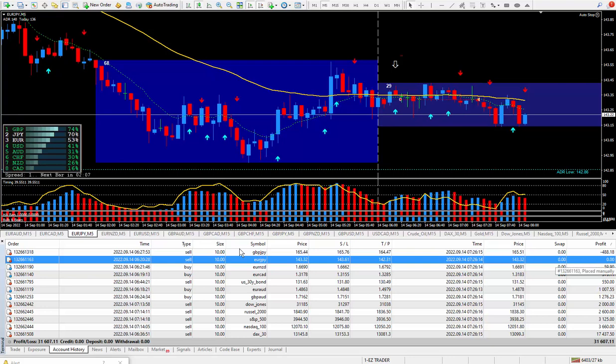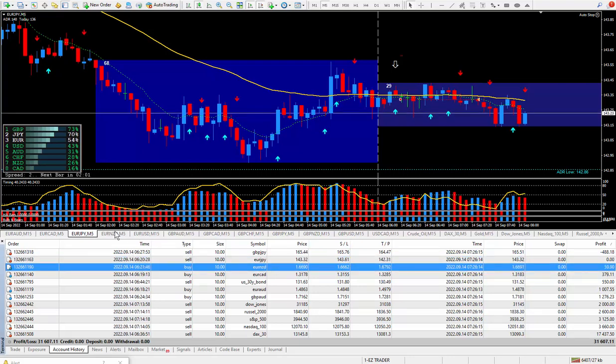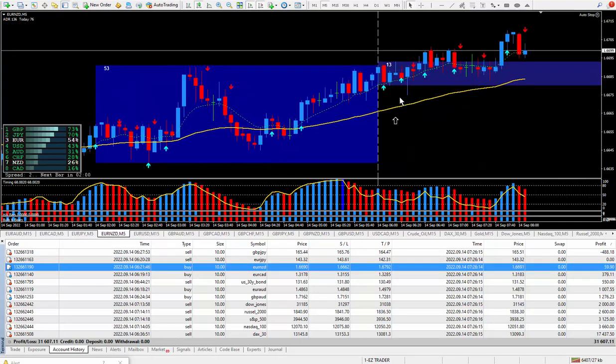Moving right along. Let's run a check on the next one. Euro New Zealand. This one I bought it. There's the arrow.